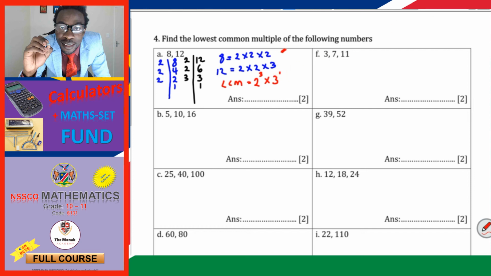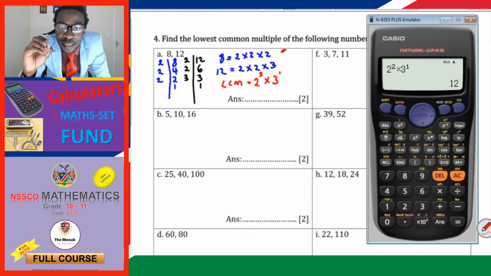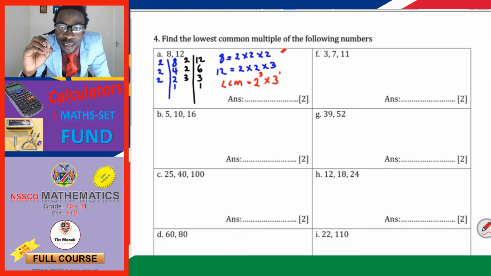Only 1. So that will give us our lowest common multiple, which is 2 to the power of 3 times 3 to the power of 1. So our lowest common multiple is 24. And remember, we said lowest common multiple is a number in which both of the given numbers go into without leaving a remainder.